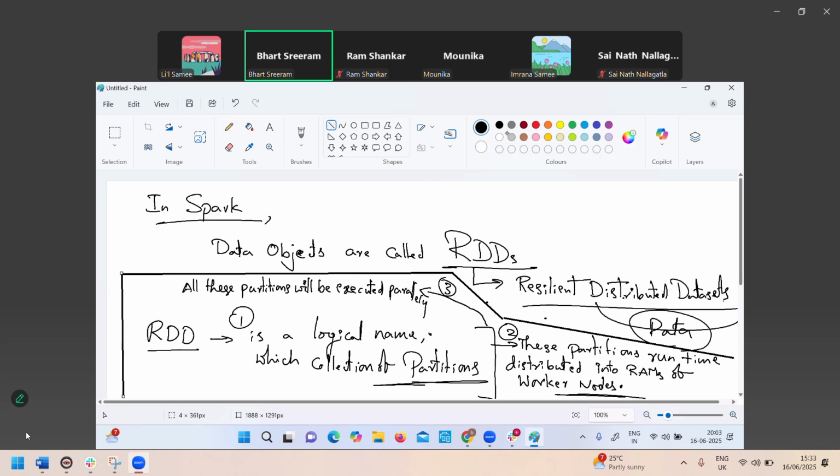This entire thing is about one thing, RDD simply. Look at the first point again: it is a logical name. In fact, physically there is no RDD object. If I have 10 partitions, for the whole group of those 10 partitions, I am putting a name. The name is RDD. It's a logical name, which is a collection of partitions.